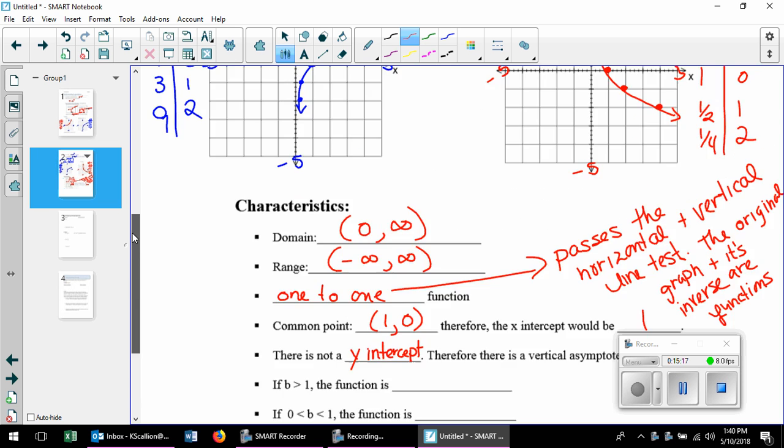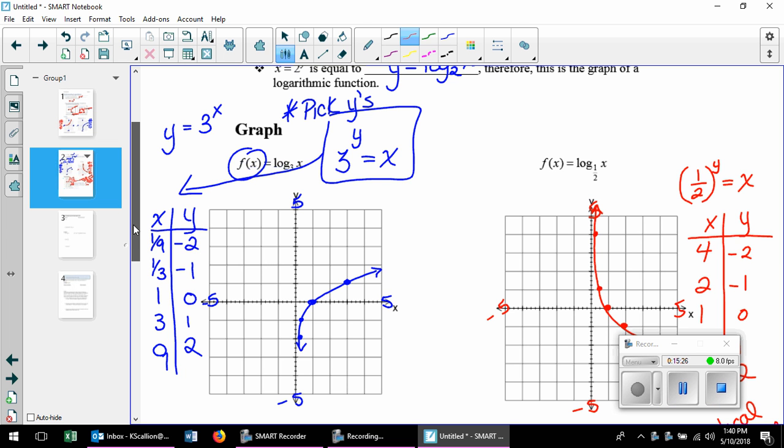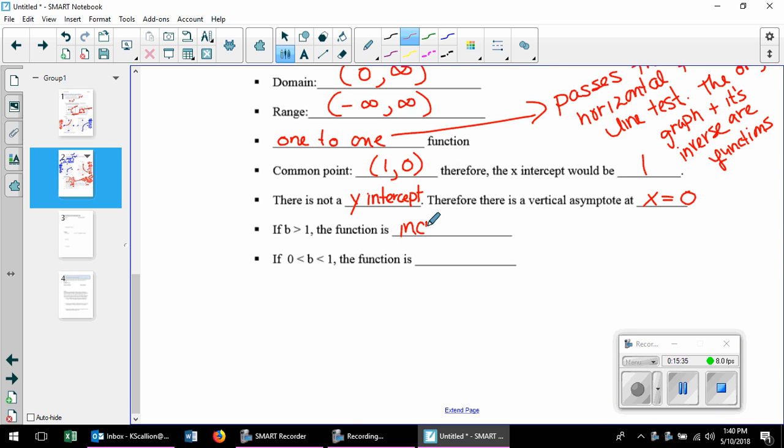All right, so going back up, we're looking at these two graphs. If we have a base of a function that's greater than 1, we know that this graph is an increasing function. If the base is a fraction, then... okay, so you need to know all this stuff about your graphs.